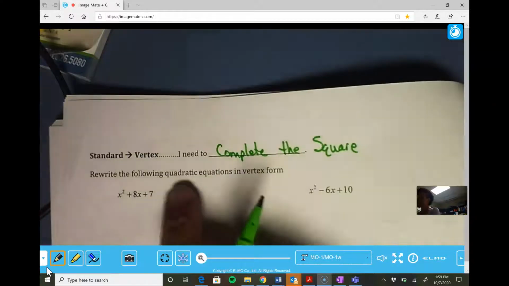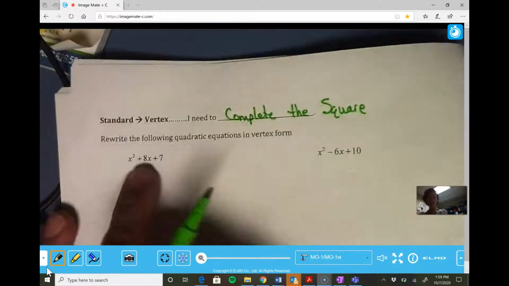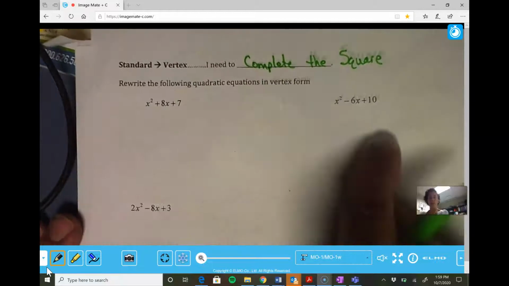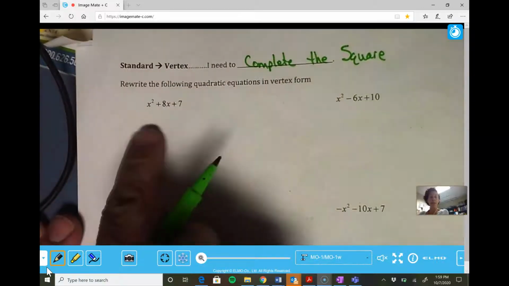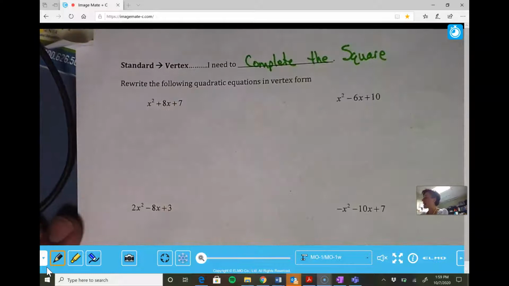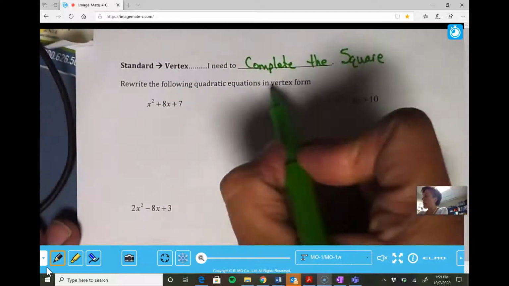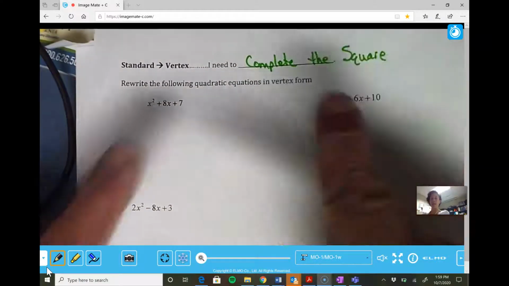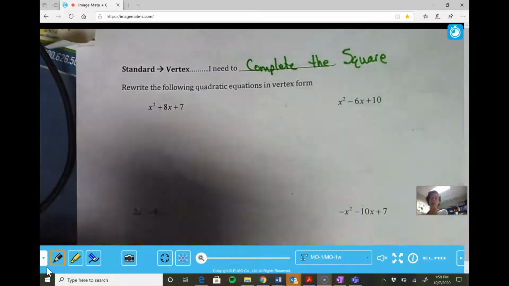So what we're going to do when we complete the square is that we're going to get these from standard form. Standard form, again, has no parentheses. It's just terms, and the terms are separated by your addition and subtraction signs. And we're going to get them to vertex form. And vertex form has the parentheses with the squared behind it.